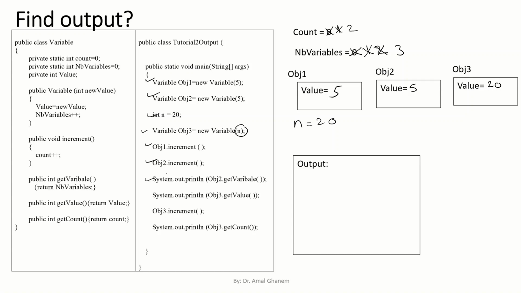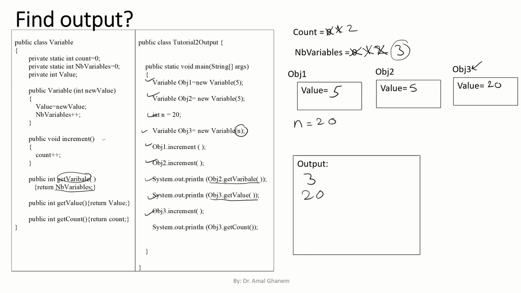Here we have System.out.println object2.getVariable. The method getVariable will return how many variables you have. So it says go to object 2, get me the number of variables, which is 3. So the output will be 3. Then System.out.println object3.getValue. It says go to object 3 this time and get me the value, the value inside object 3, which is 20.